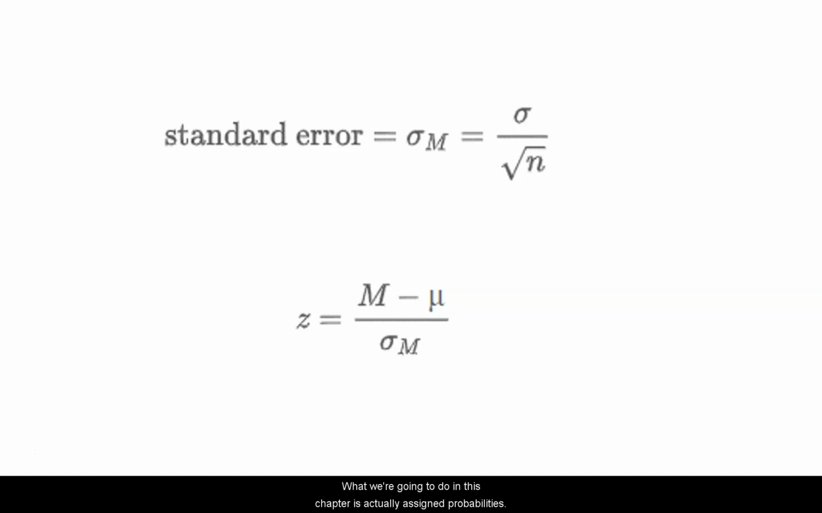What we're going to do in this chapter is actually assign probabilities to obtaining sample means with a certain value. And that probability will change as a function of the sample size. So here's that z-score. You'll notice it's slightly different. Instead of x minus mu, it's capital M minus mu. And instead of the standard deviation on the denominator, it's the standard error. We'll get into a few problems and that'll become clear.